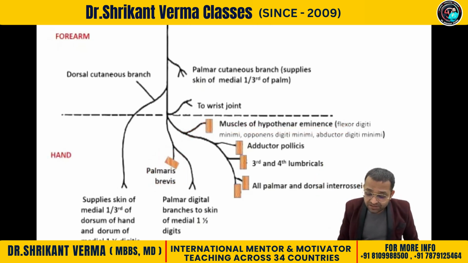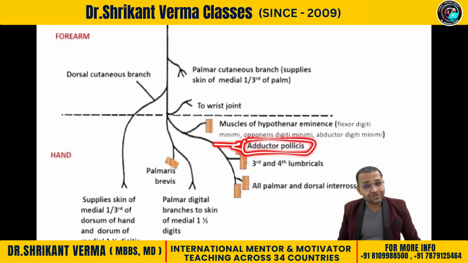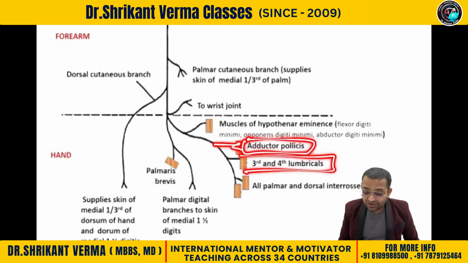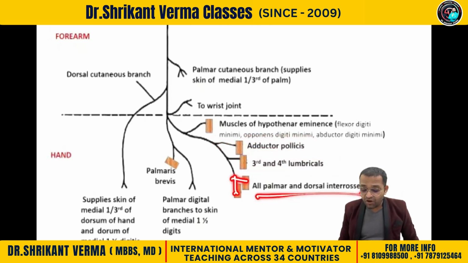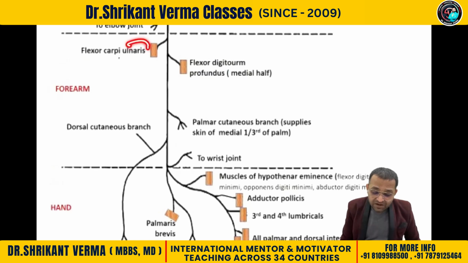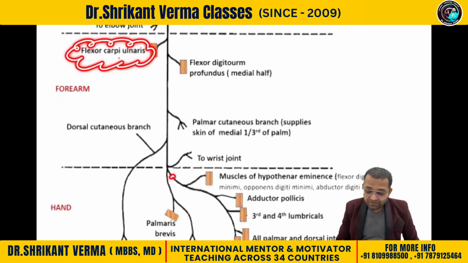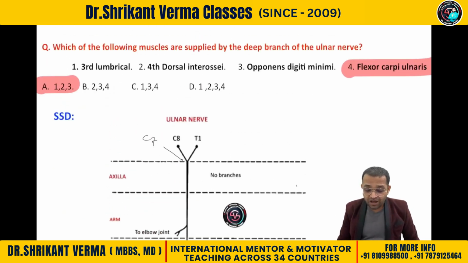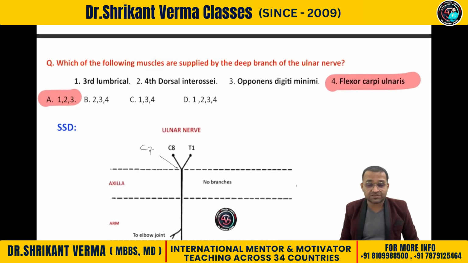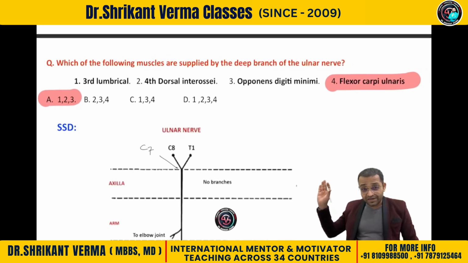Now you can see it is supplying the graveyard of the ulnar nerve, that is the adductor pollicis. It is supplying third and fourth lumbrical. Remember, the first and second lumbrical are supplied by the median nerve, and then it is supplying all the palmar and all the dorsal interossei. So in this way they kept this flexor carpi ulnaris. Sir, it is not supplied by the deep branch. Remaining all are supplied by our deep branches. So according to it, the correct answer in this question is A.